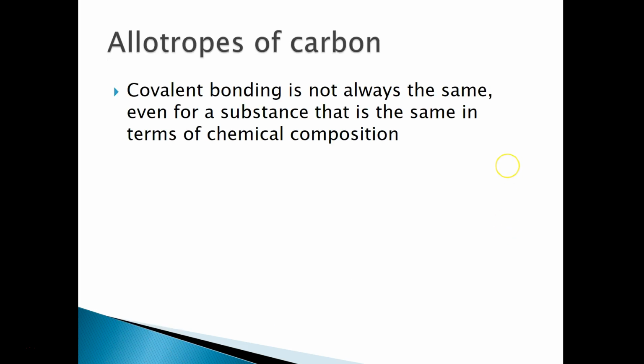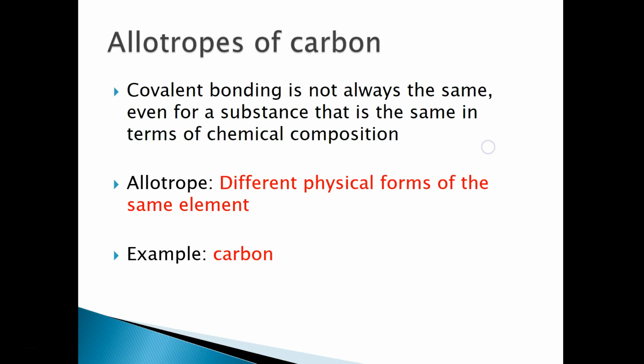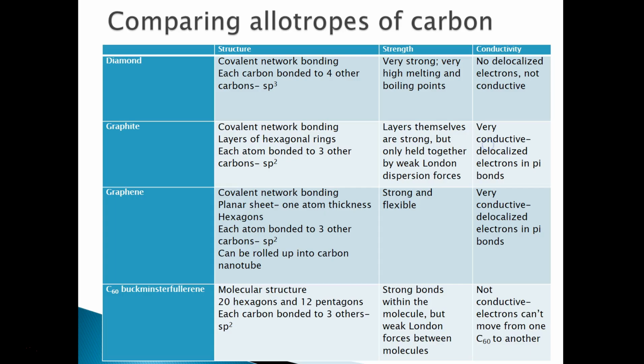All right, so allotropes of carbon. So covalent bonding truly is not always the same, even for a substance that is the same in terms of its composition. So a great example of that is carbon, right? And an allotrope is basically just different physical forms of the same element. So what you've got to do is look at all the different allotropes of carbon and explain a few things about them.